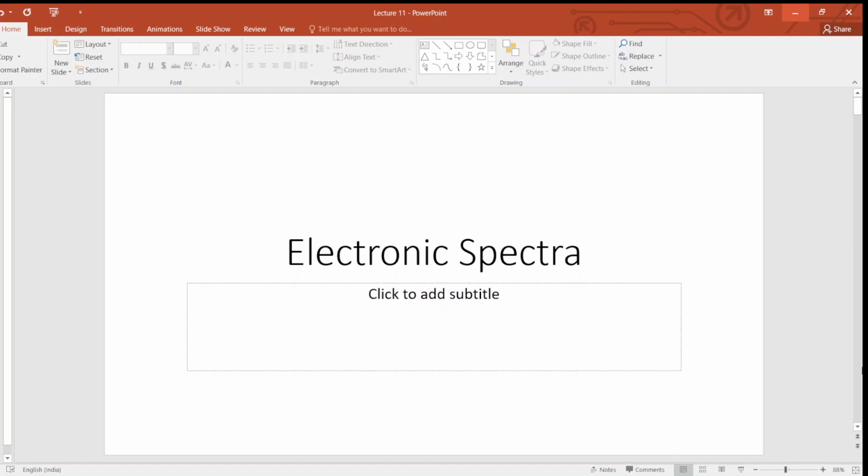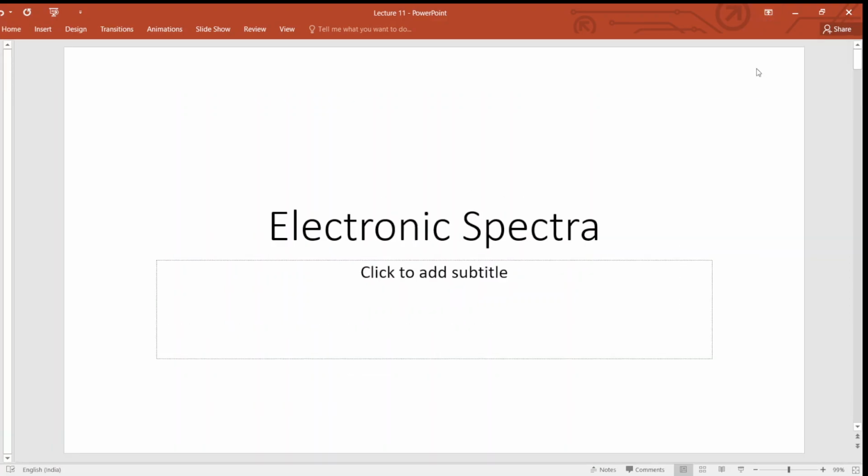Okay, so today we'll start with the next part of molecular spectra. This is essentially the last part of molecular spectra, which we'll discuss today.